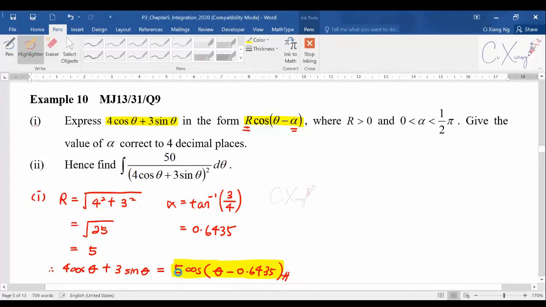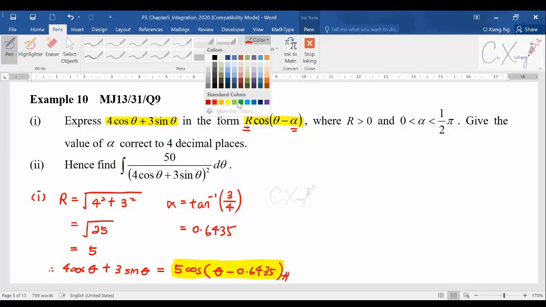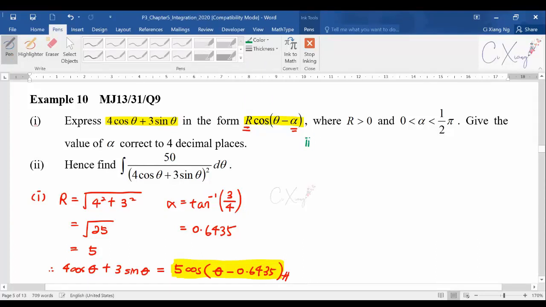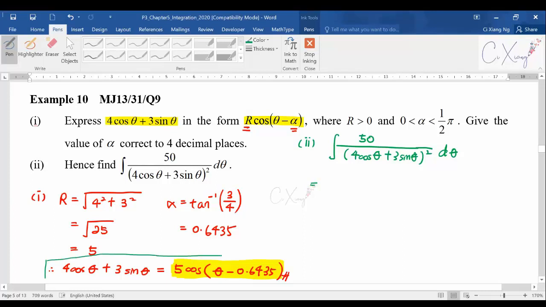Then after you successfully found the R and also the alpha, you can continue with the second part. Again, for the second part, they want you to do the integration. So we can do integration now. Integrate C divided by (4 cos theta plus 3 sin theta) squared, d theta. Some students will try to think of other methods, whether they can expand it or do the integration by themselves. Actually, no need to try. You just apply the result in the first part. Here they already tell you that 4 cos theta plus 3 sin theta equals something like this, right?